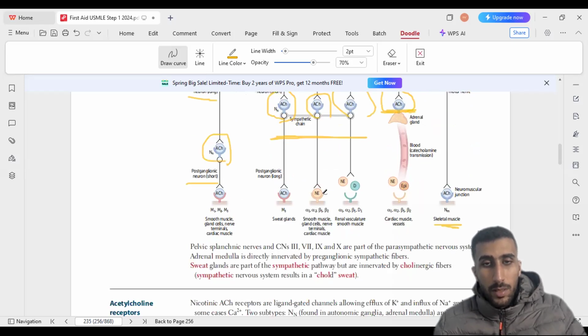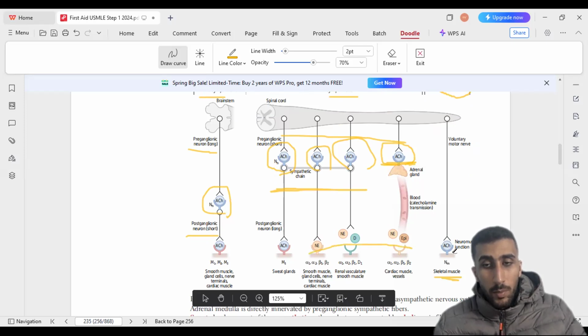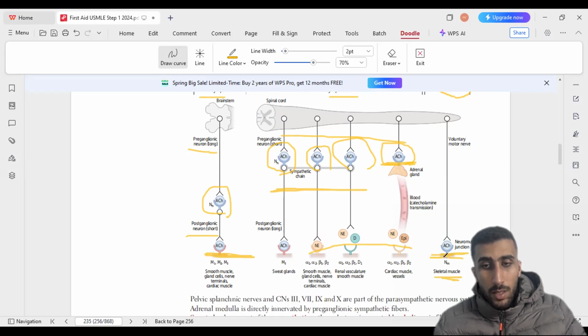And the terminal chemical mediator that mediates the effect is gonna be different. For the sympathetic nervous system, mainly it's gonna be norepinephrine, and for the parasympathetic nervous system, mainly it's gonna be acetylcholine. And of course, it's gonna be acetylcholine also for the somatic nervous system, but the difference is that it is called the NM receptor, versus the NN receptor for the acetylcholine here.